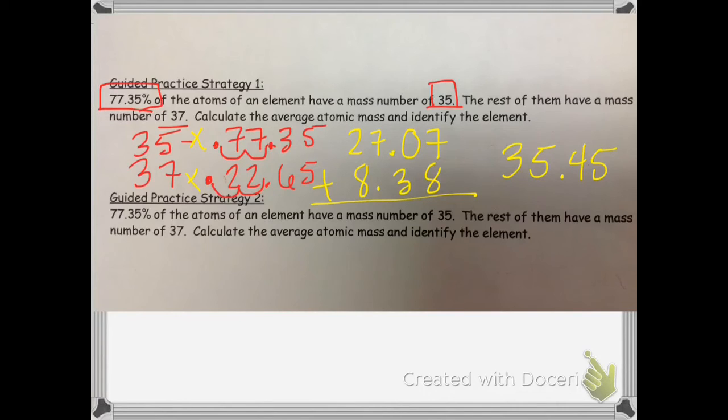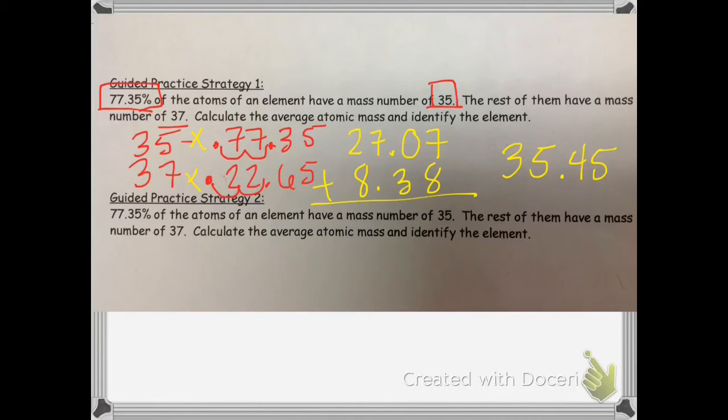Now, Miss Vaught actually has this really cool way to check yourself. The big thing is that 77 is a fairly large percentage, and it says 35 goes with the 77%. So our answer should be pretty close to 35, because most of it was 35. Whereas only 22% was 37, so your answer should fall closer to 35. But overall, your average should still be somewhere between 35 and 37. If we had ended up with an average atomic mass that was like 40, then we know that's wrong because that does not fall in between our numbers. Gotcha. Great. She's always got good ideas.